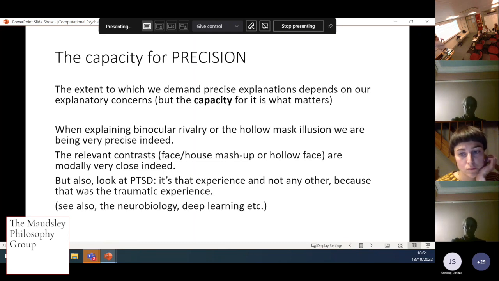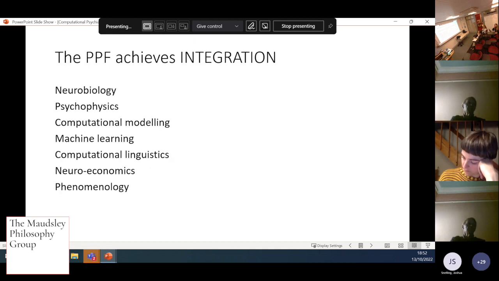The idea is that there's a very nearby possible world where somebody, instead of having bistable switching, would have a face-house mashup, or instead of experiencing the hollow mask illusion, would just see a hollow mask. But also, if you look at PTSD, you can say it's that experience and not any other because there was that particular traumatic experience. So there isn't always precision, but there's the capacity for precision.